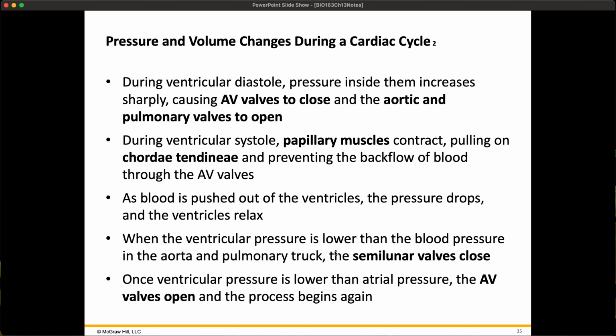Once ventricular pressure is lower than blood pressure in the vessels, the aorta and pulmonary trunk, those semilunar valves start to close. Again, the semilunar valves work just like the AV valves, except they're making sure blood doesn't flow from the aorta and pulmonary trunk back into the ventricles, back into the heart.